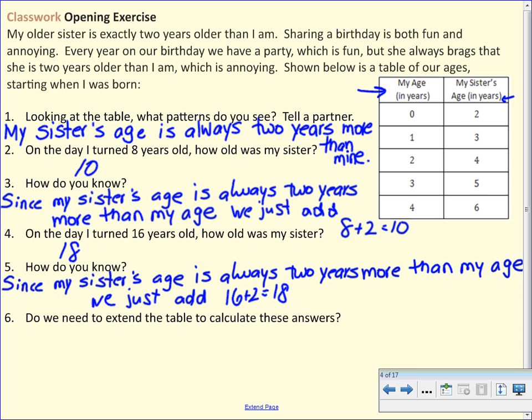Now, 16 isn't on the table. Do I have to extend that table and draw it all the way down? No, not at all. Because we know the pattern.